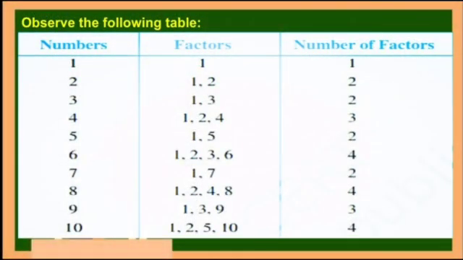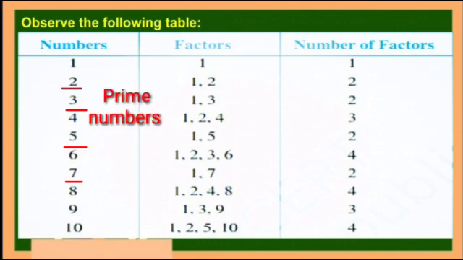Here 2 has two factors, that is 1 and 2. The number 3 has 1 and 3 as its factors. Number 5 has 1 and 5 as its factors, and 7 has 1 and 7 as its factors. So these are the numbers which have only two factors, that is 1 and the number itself. Such numbers, which have only two factors, 1 and the number itself, are called prime numbers.